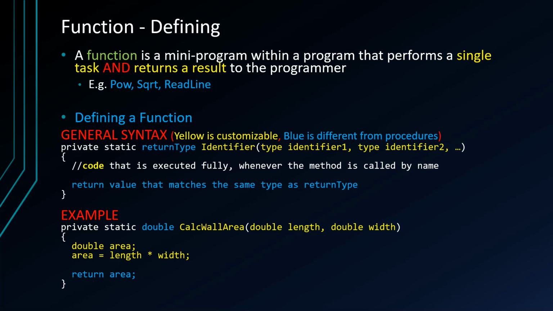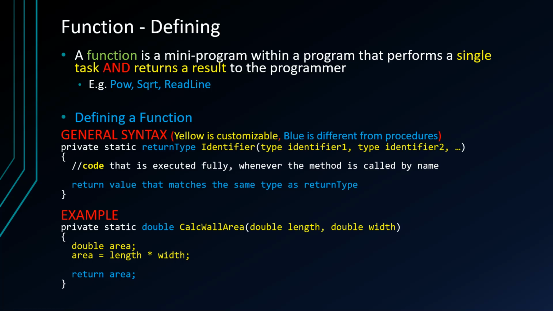That's key here. So we have double, which is our return type, calcWallArea, which is our identifier, and then two parameters that are needed to actually calculate the area of that wall. Inside, we have three simple lines of code that do the work. First, we're going to define a variable to actually store the calculated value. You'll notice that that variable has the exact same type as our return type. They're both doubles. So I said double area.